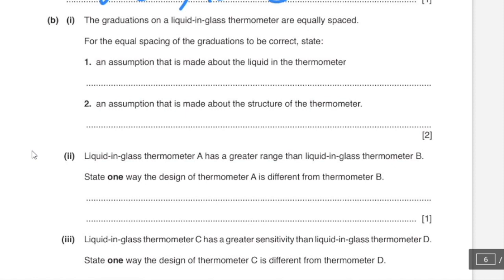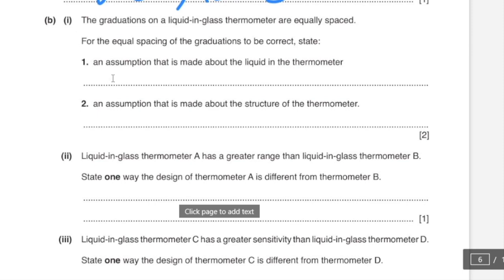B1. The graduations on a liquid in glass thermometer are equally spaced. For the equal spacing of the graduations to be correct, state 1. An assumption that is made about the liquid in the thermometer. So the assumption is that the liquid expands uniformly, which means for each degree change of temperature, the liquid expands by an equal length.